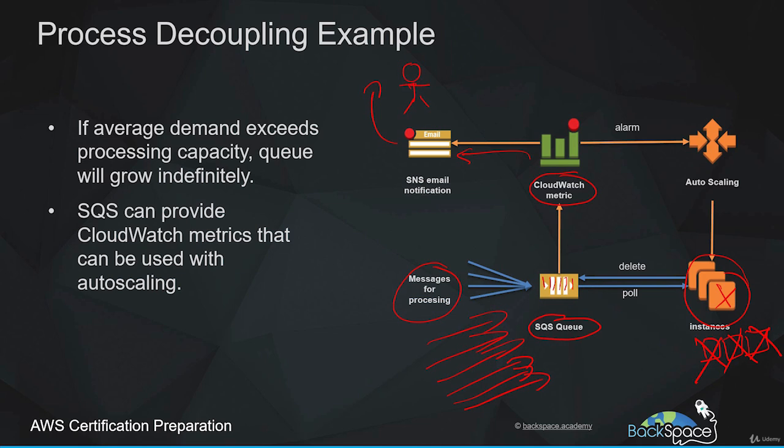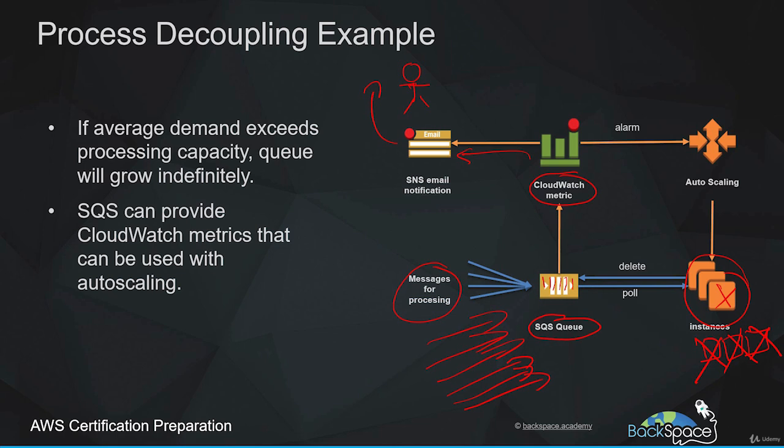Now, normally we would use a metric on the instances to signal that those instances are overloaded and we need to increase the capacity of our autoscaling group. In this situation, that's probably not going to happen because these messages are just going to build up in the queue. And so we need a way of notifying the autoscaling service that the queue is increasing.